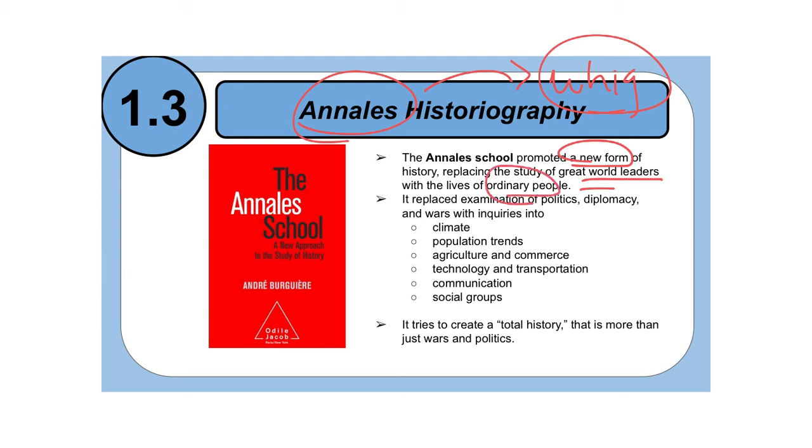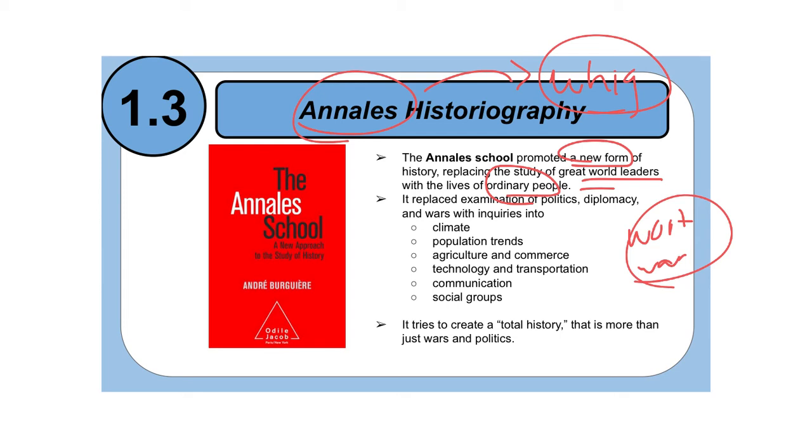Because the ordinary people are the ones that are going to work. They're the ones that are going to fight in wars. President Biden doesn't go and fight in wars, no. American presidents and monarchs do not fight in wars. The average people do. So history is made by the average ordinary person.